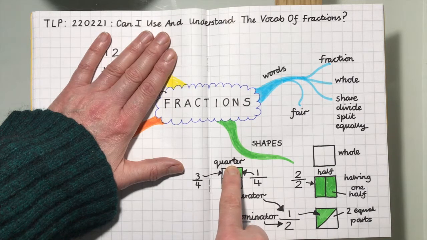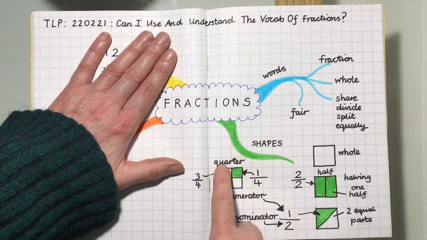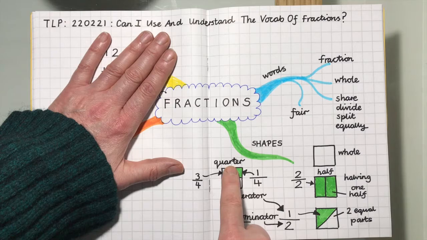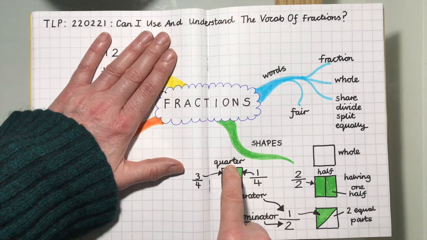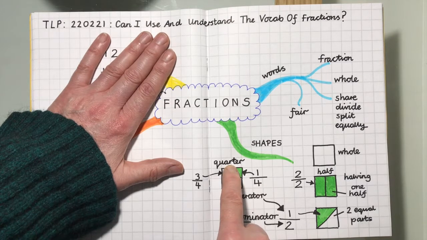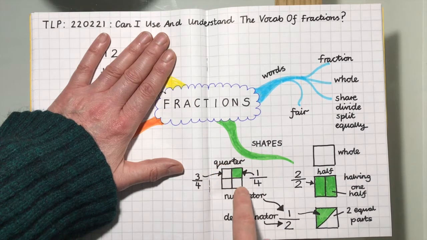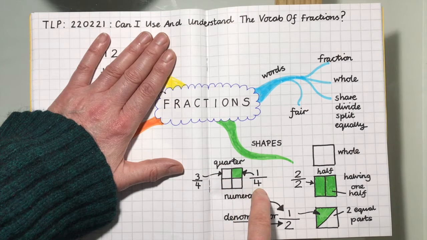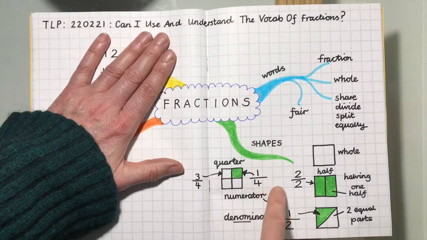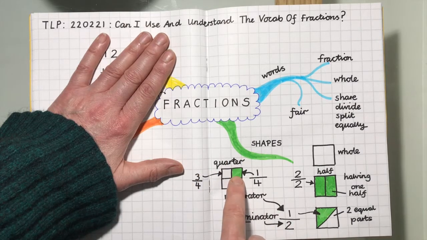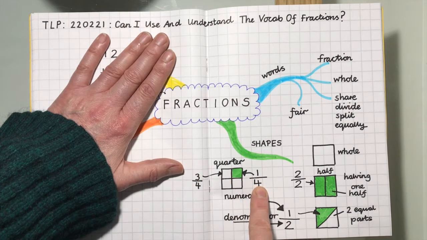And lots of year 3 children spell this word wrong, so have a close look at it while I'm talking about it, because it's got an R after the A. Q-U-A-R-T-E-R. Loads of children miss out that first R, year 3, so make sure you spell it right. So because my whole has been split into 4 equal parts, the denominator is 4, which tells me I'm dealing with quarters. And in my example, I have shaded one of those 4 quarters green.